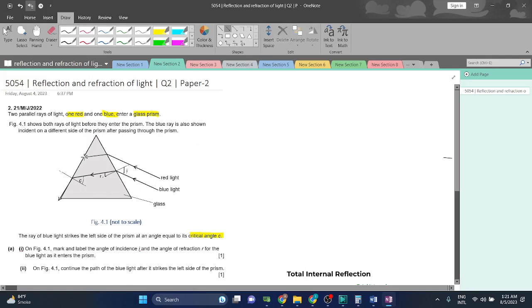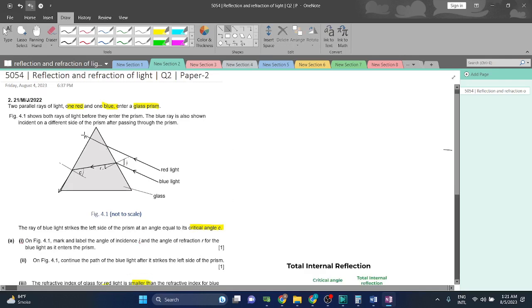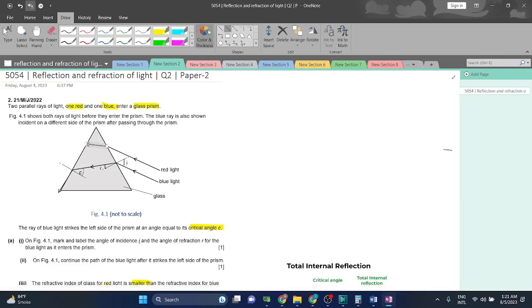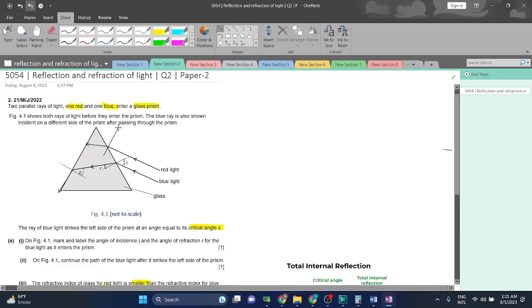So therefore, we can't make them parallel to each other. That will suggest कि they have bent in the same magnitude. तो हमें red light को कम bend करवाना है. तो initially it was going here, right? और अगर हम इसको bend करवाएं तो it will go here. ठीक है ना? हमने इसको इतना bend करवा दिया. Let's make a normal.